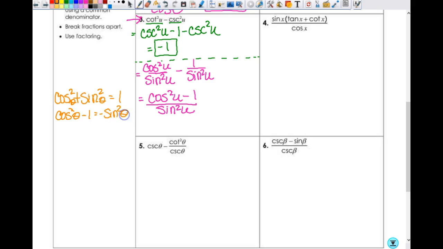You don't necessarily have to write this stuff out every time if you can reason through it, but you got to be careful with how it's backwards with the negatives. You can really get messed up there. So when I substitute, I'm actually substituting a negative sine squared u over sine squared u, and what does that give me? Negative 1. You get the same answer.